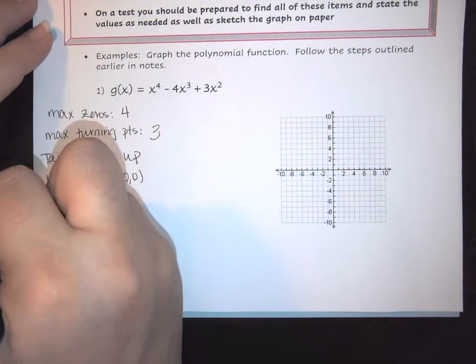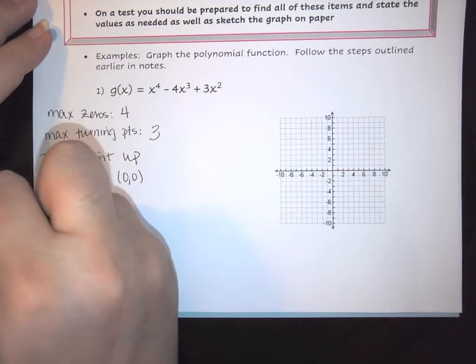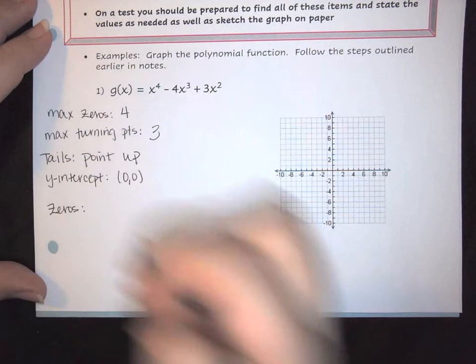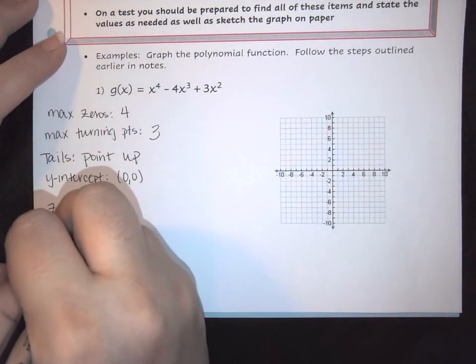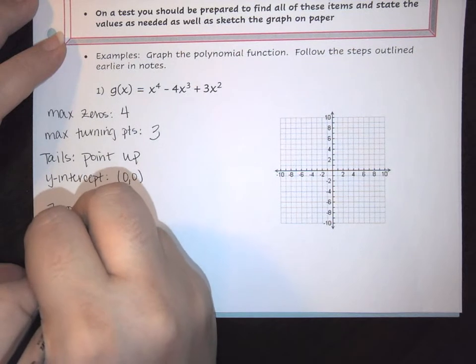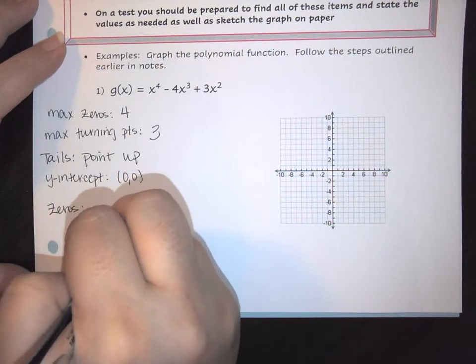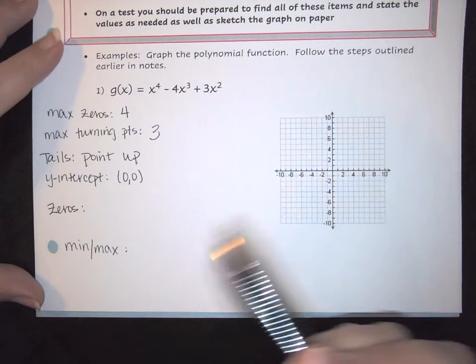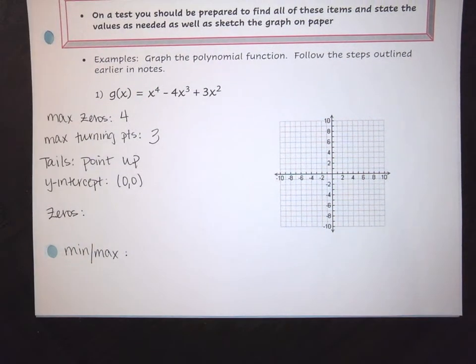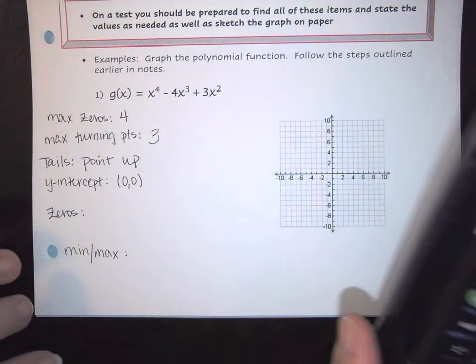Now there's a few other things that we need to be able to identify. First is going to be what your actual zeros are, and the second is going to be your min or max values. And so here, this is where we would go ahead and start using that graphing calculator.